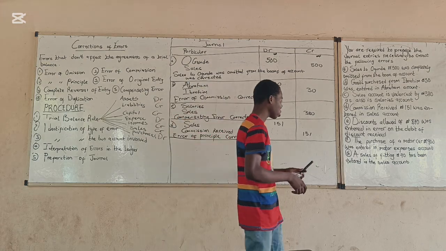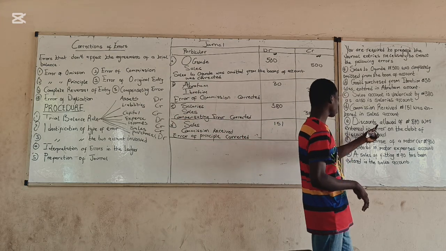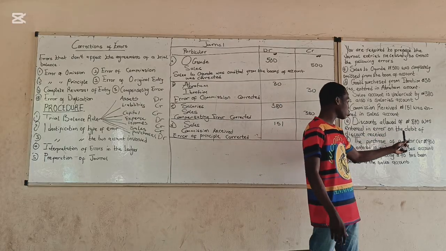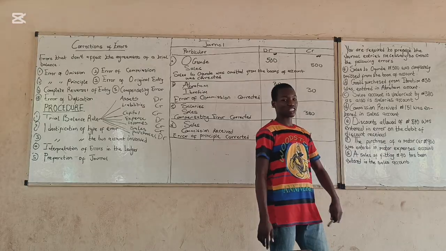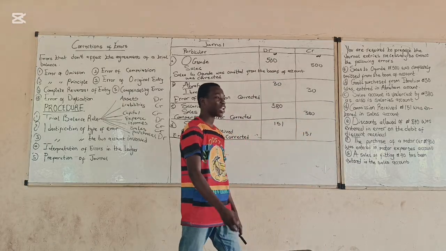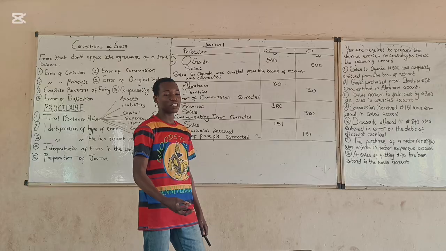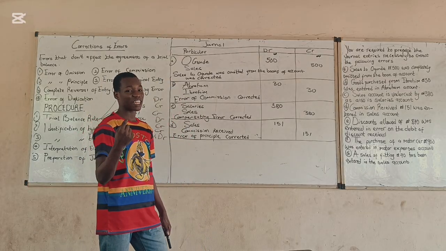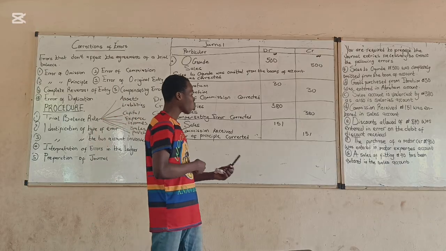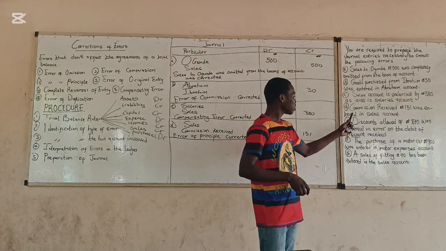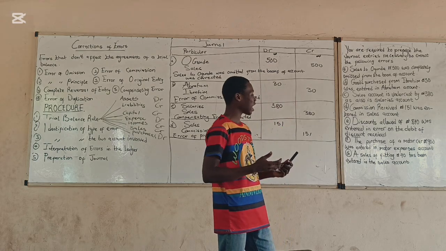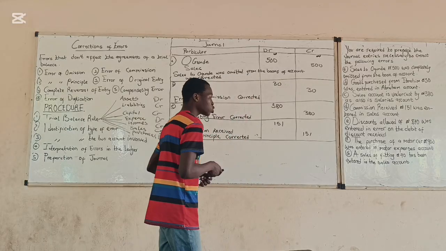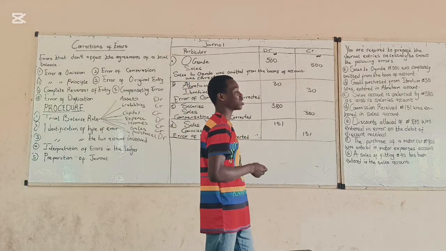Now the next one is discount allowed of 870 was entered in error to the debit of discount received. So we know that discount allowed is an expense, and expenses is what? Debited. But discount received is an income, and income is what? Credited. So again, I said that discount allowed 870 naira was entered in error on the debit of discount received.